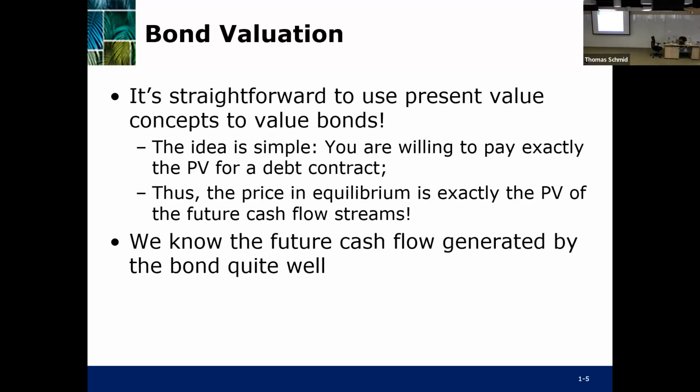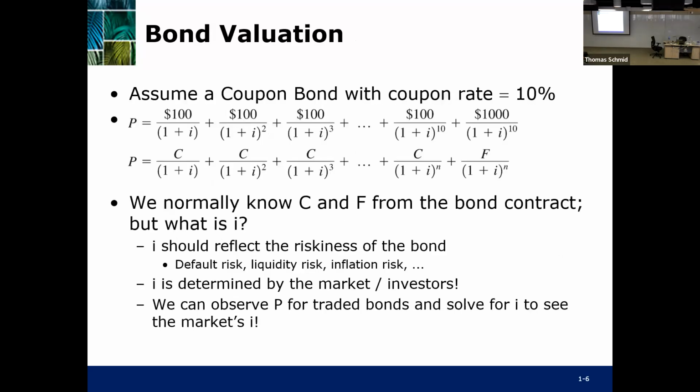Actually, once we understand the idea of discounting a present value, it's very, very straightforward to do bond pricing. Bond pricing is actually very simple because bond pricing is nothing else than discounting. So if you want to value a bond or find the price of a bond, you simply discount the future cash flows of the bond, and this gives you the price of the bond.